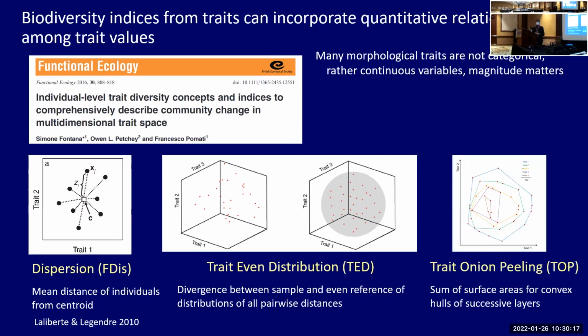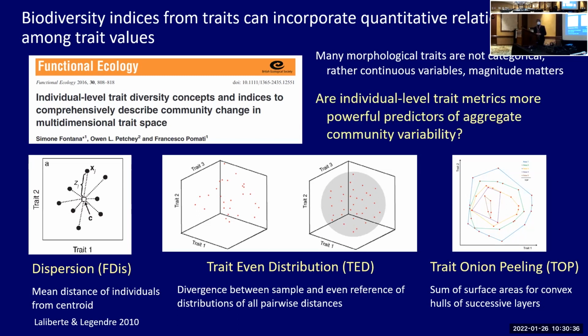And then this kind of funny richness metric they call trait onion peeling, which is based on the sum of the surface areas of convex hulls, successive convex hulls, as you successively remove outer layers of individuals in the n-dimensional trait space. They propose that these individual-level trait metrics should be more powerful, and I wanted to see if the conclusion that they could be more powerful predictors of variation, say in the aggregate level of community variability, held when we look at these real data.